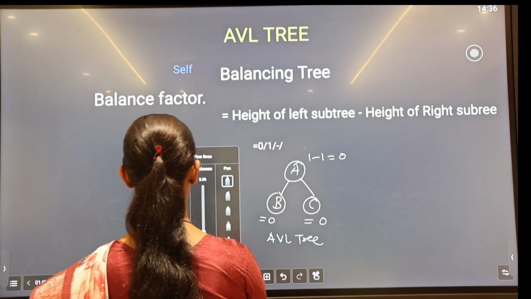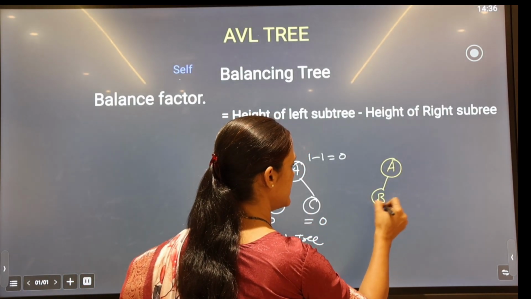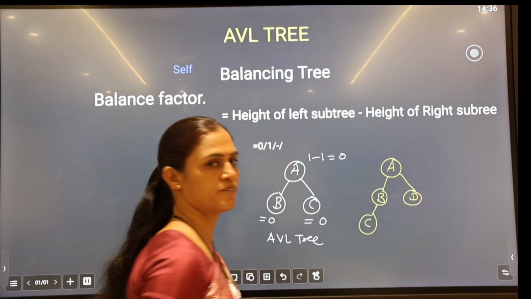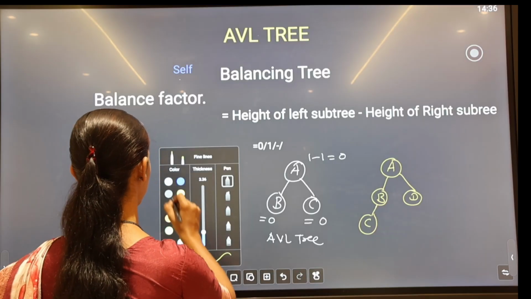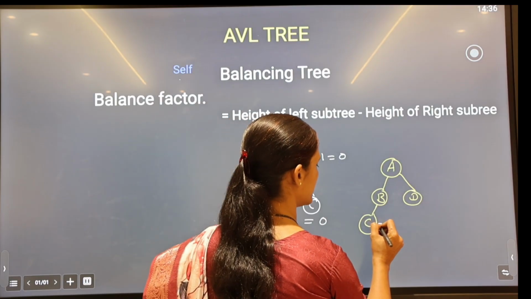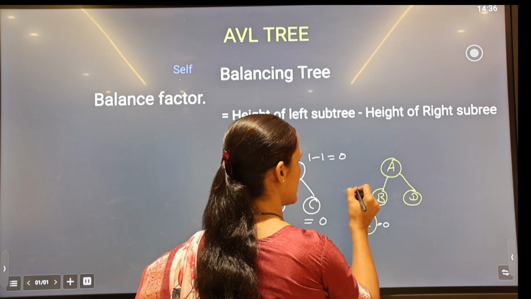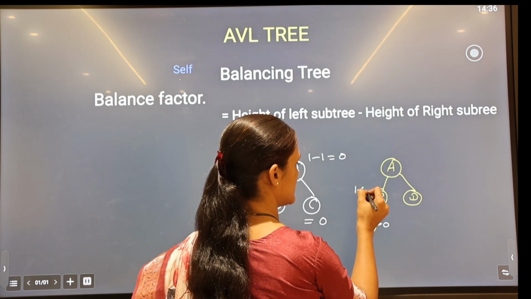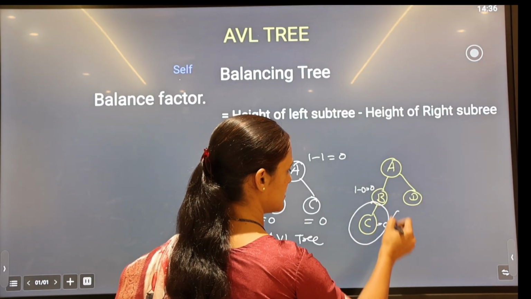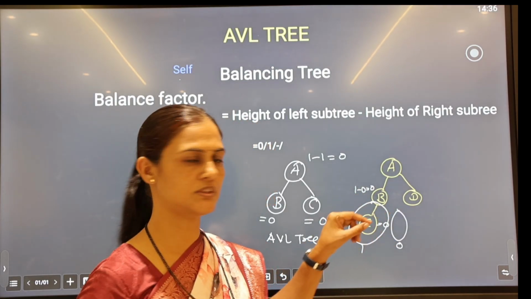So let's see another example. Like suppose this is a tree A, root node, left child B, its left child C, and again A has a right child D. So now we will calculate balance factor of each node. So as usual the balance factor of C is equal to 0. Balance factor of B is equal to height of left subtree 1 minus height of right subtree 0, that is equal to 1. See here, this one 1 minus 0, balance factor of B is equal to 1.